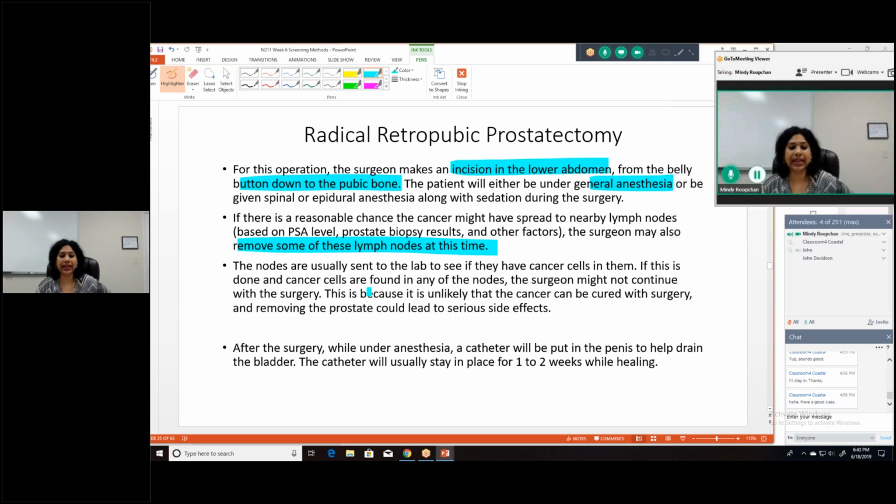If it's done and the cancer cells are found in any of the nodes, then the surgeon might not continue with the surgery because it's unlikely that the cancer can be cured with surgery, and removing the prostate is going to lead to serious side effects.